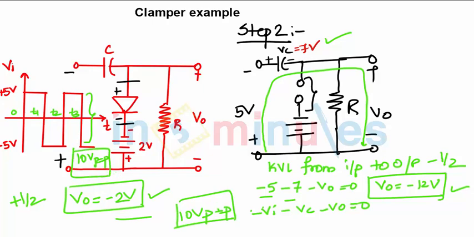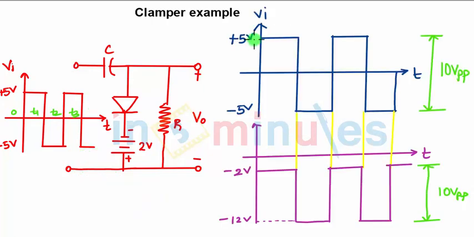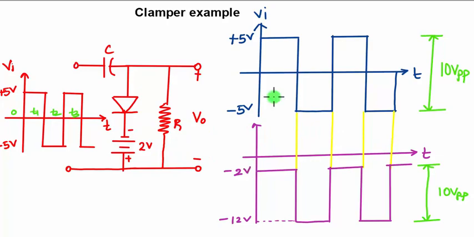Now, how to draw the waveform? Input is going from plus 5 volts to minus 5 volts. Output is going from minus 2 to minus 12, which implies that the total peak-to-peak voltage value is 10 volts peak to peak. That means our analysis is right. This is how we draw the output waveform for the clamper circuit.